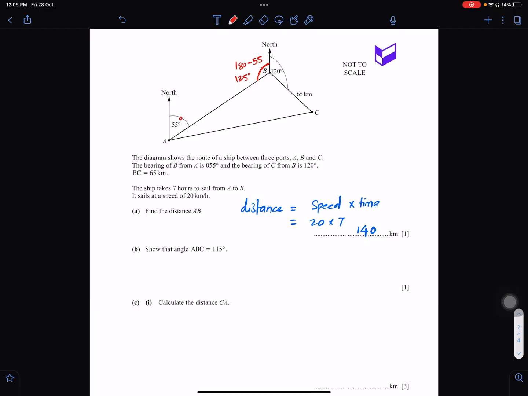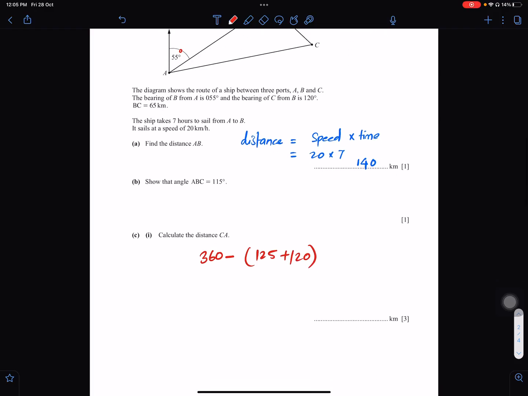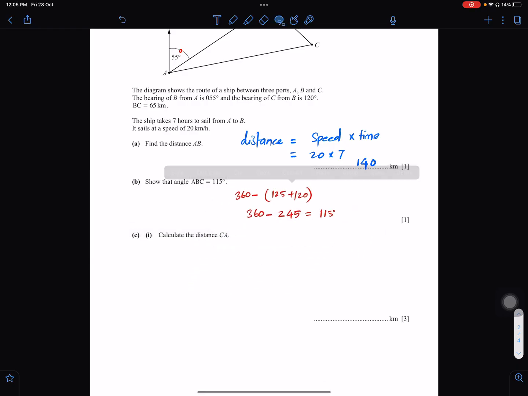Now they are asking for the angle ABC, which is this. The total here should be 360 degrees because that's a point. So you're going to subtract 125 and 120 from 360 degrees. If we do so, we get 360 degrees minus 245, and that will be 115 degrees only. Okay, this is part of the B. So 115 degrees is the angle ABC.